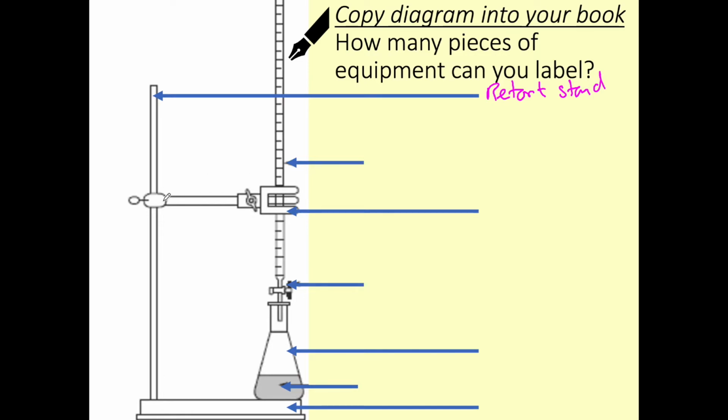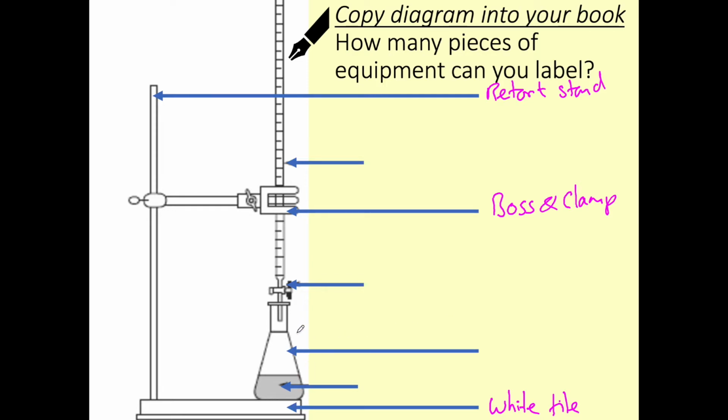And attached to that retort stand is a boss and a clamp, and that's what helps hold our pieces of equipment in place. Now, sitting on the retort stand is a white tile, and this is to allow us to see any indicator change much clearer.